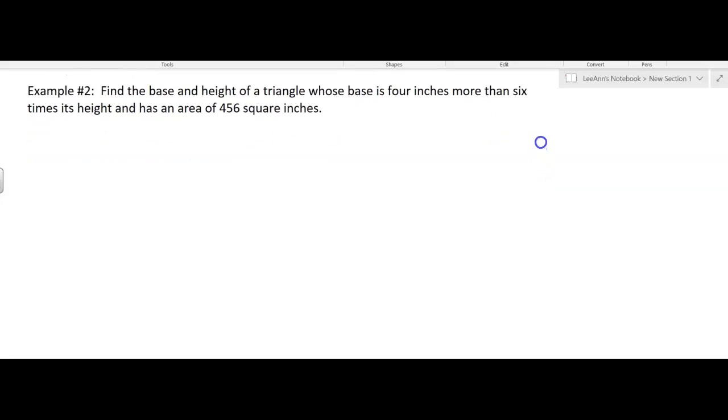So our first one is a triangle. It says find the base and height of a triangle whose base is 4 inches more than 6 times its height and has an area of 456 square inches. Okay, so I might want to draw a triangle.